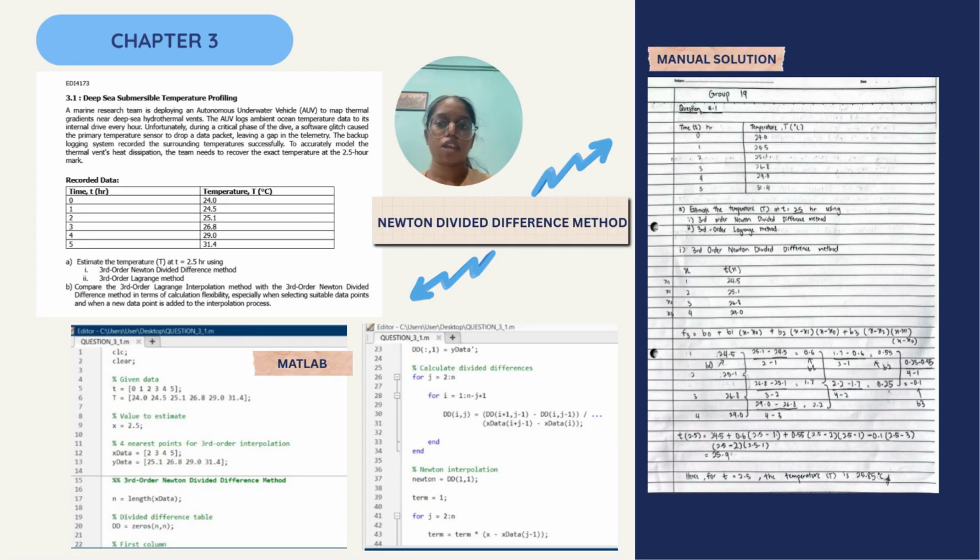We use those table values as coefficients to build our polynomial, which gives us an estimated temperature of 25.85 degrees Celsius. To double check our work and automate the process, we wrote a MATLAB script that uses a nested loop to build that same divided difference table automatically and give us the exact same result.